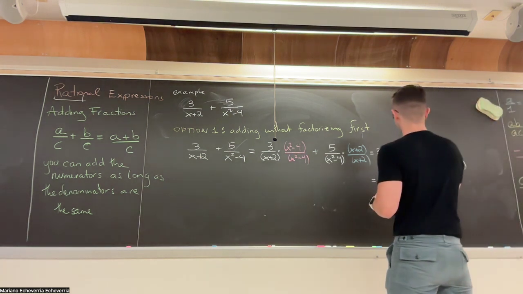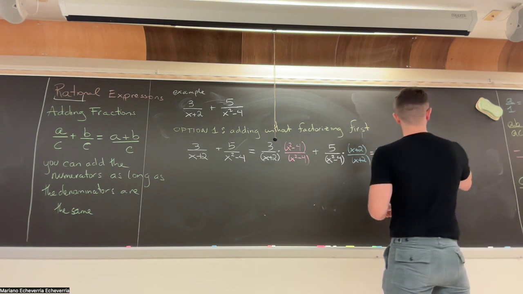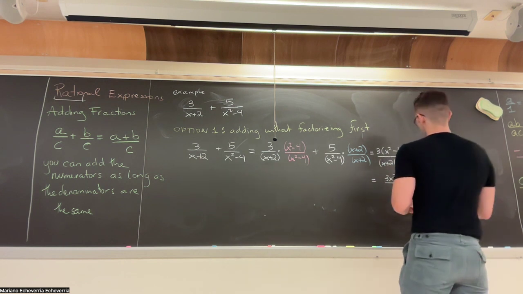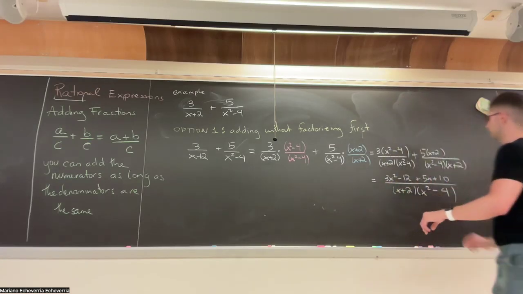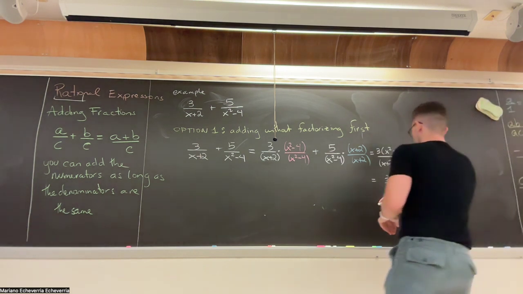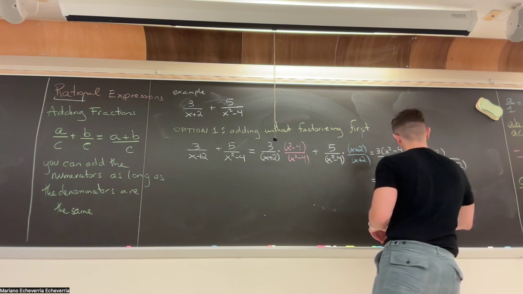So you can just add the numerators as they are. The first numerator is 3x squared minus 12, and the second one is 5x plus 10, right? And then you have x plus 2 times x squared minus 4 in the denominator, which is the same. And that gives you 3x squared plus 5x minus 2 over x plus 2.